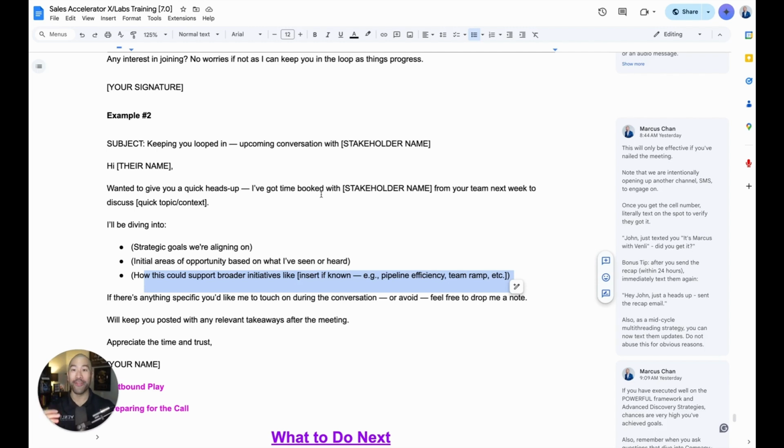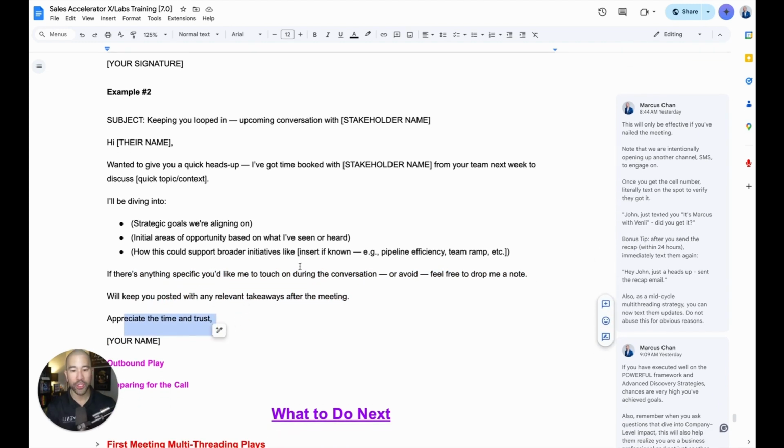I went through, I found key things. I built up a POV and I tied it to my messaging, which is, by the way, all stuff that is in other parts of the course if you haven't seen it, okay? And then I say, is there anything specific you'd like me to touch on in the conversation or avoid? Feel free to drop me a note. We'll keep you posted with any relevant takeaways after the meeting. Appreciate your time and trust, okay?